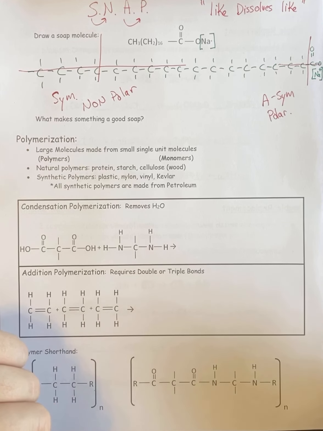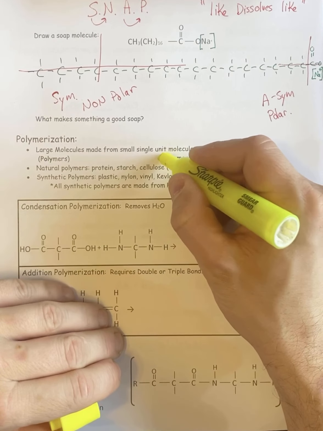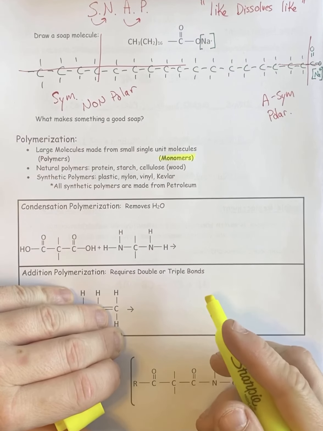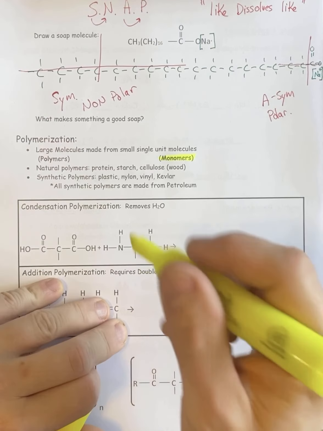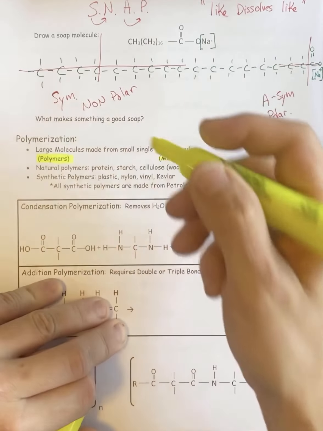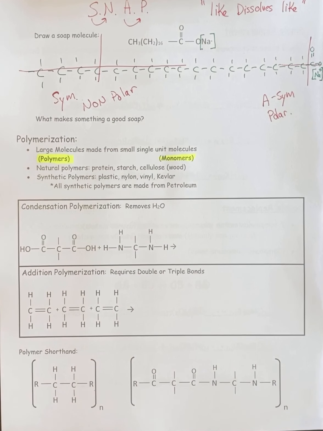We basically take little individual chains that we call single units or monomers, mono meaning one, and we link them up to make a polymer, poly meaning many. Okay, and there's two types of polymers.